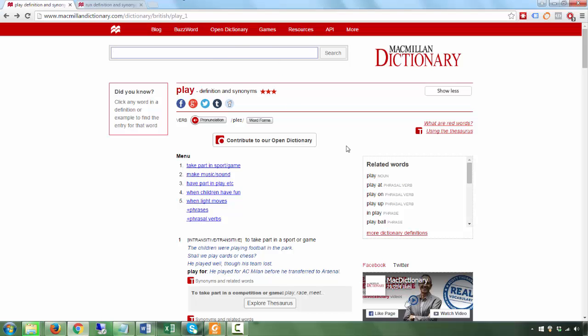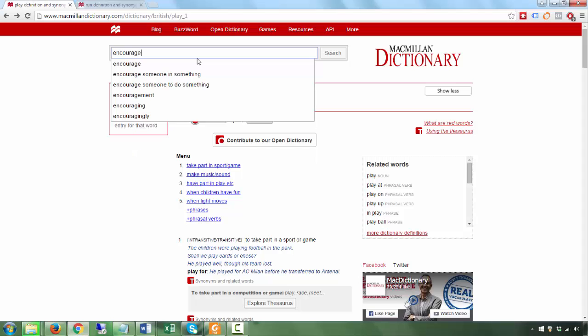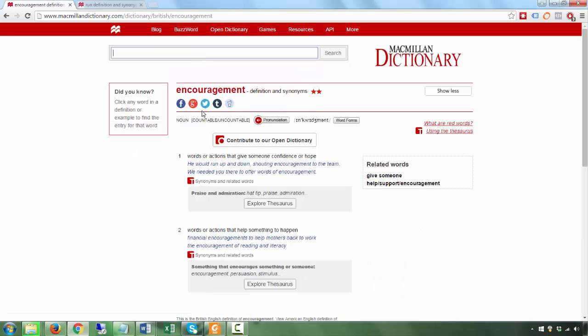Okay, so there are some words that can have 3 word classes. Could be a verb, noun, adjective, or something like that. And there's some with 4. And there are also some with just 1. For example, encouragement is a noun, happens to be with 2 stars, which means it's in the top 5,000 words in English.